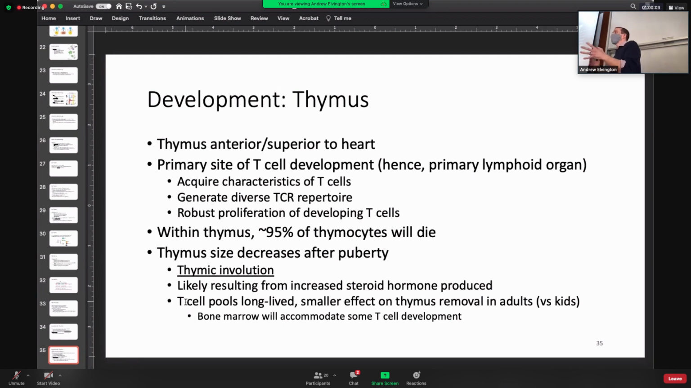You'll still see a change, but it's much less significant because most of those thymocytes that have been developing have already developed, and T cells tend to be long living. So once they're made, they just kind of circulate and bump around, and the bone marrow can accommodate for some of that development too.